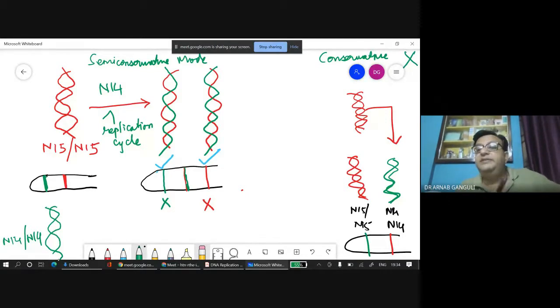Conservative replication does not take place, because they got a band in between here. They got the band here, 50% মাঝখানে. So that means it is a mixture. Now this is a semi-conserved.